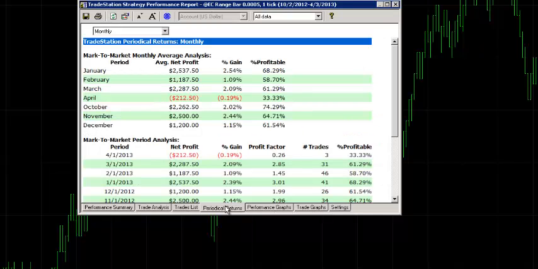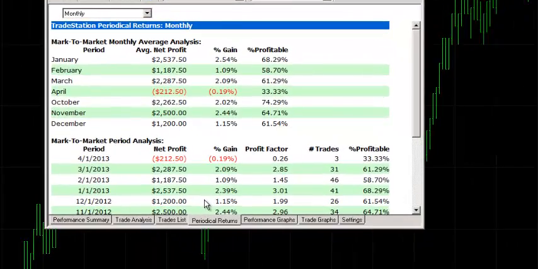If we have a look at the periodic returns, which are our monthly returns, you can see that it's very consistently making money every month. April's been a bit of an anomaly at negative 212, but it's only early days in April yet, so we've still got a chance to rebound from that.